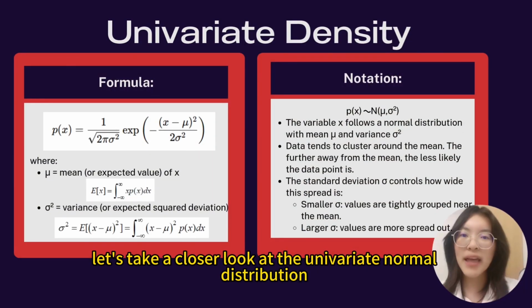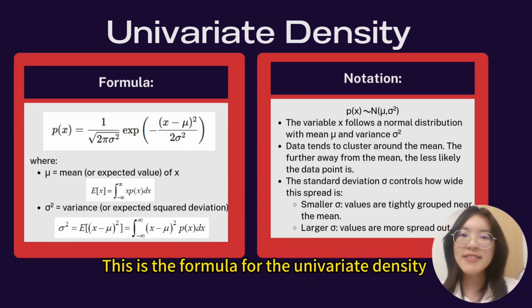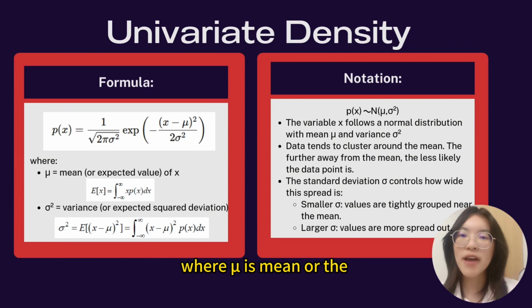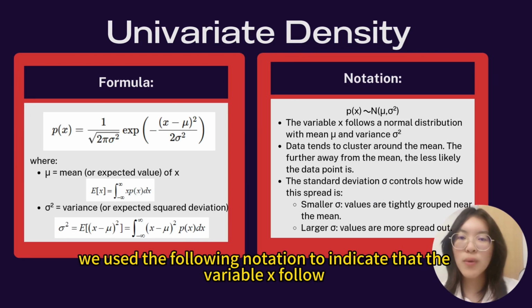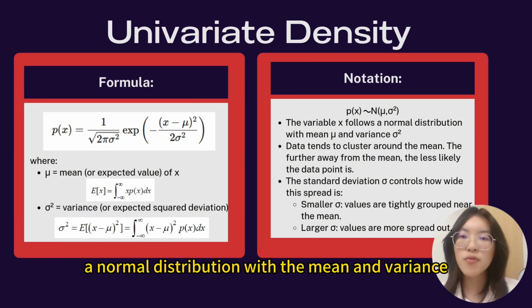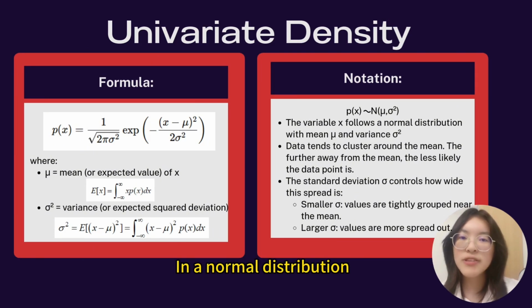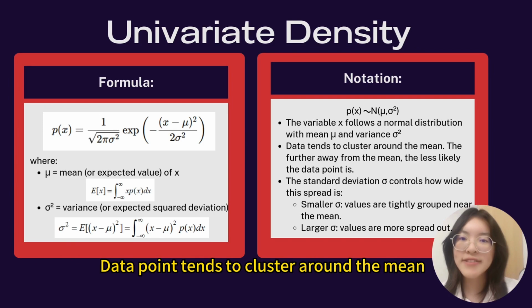Next, let's take a closer look at the univariate normal distribution. This is the formula for the univariate density, where mu is the mean or expected value of x and sigma squared is the variance or expected squared deviation. Besides, we use the following notation to indicate that the variable x follows a normal distribution with the mean and variance. In a normal distribution, the data points tend to cluster around the mean.